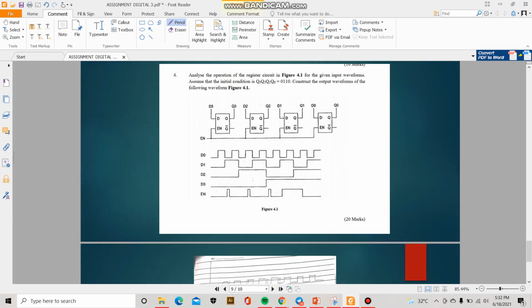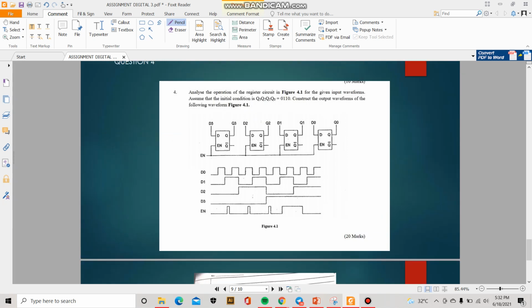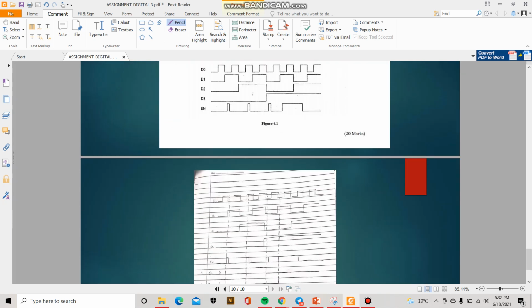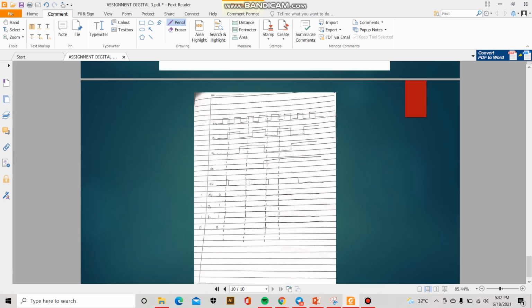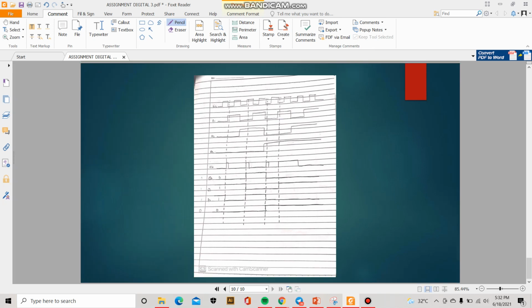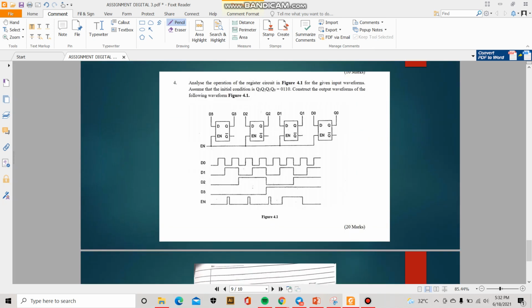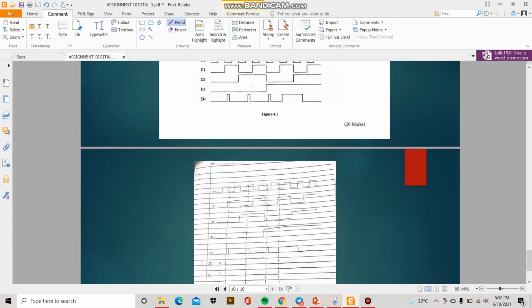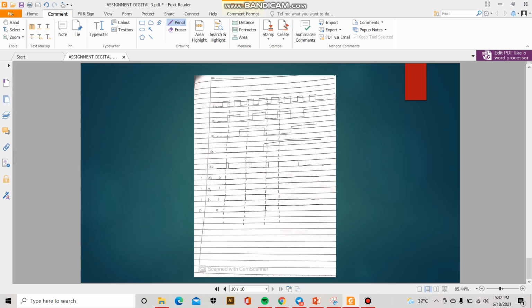Okay, for the fourth question, D flip-flop, D and enable. The D and enable flip-flop is the same, just that it is active only when enable is on. So the question asks for 0 1 1 0, so 0 1 0 1 1 0. Okay, and then when D0 is 0 and enable is 1, so we get 0 because D0 is 0.